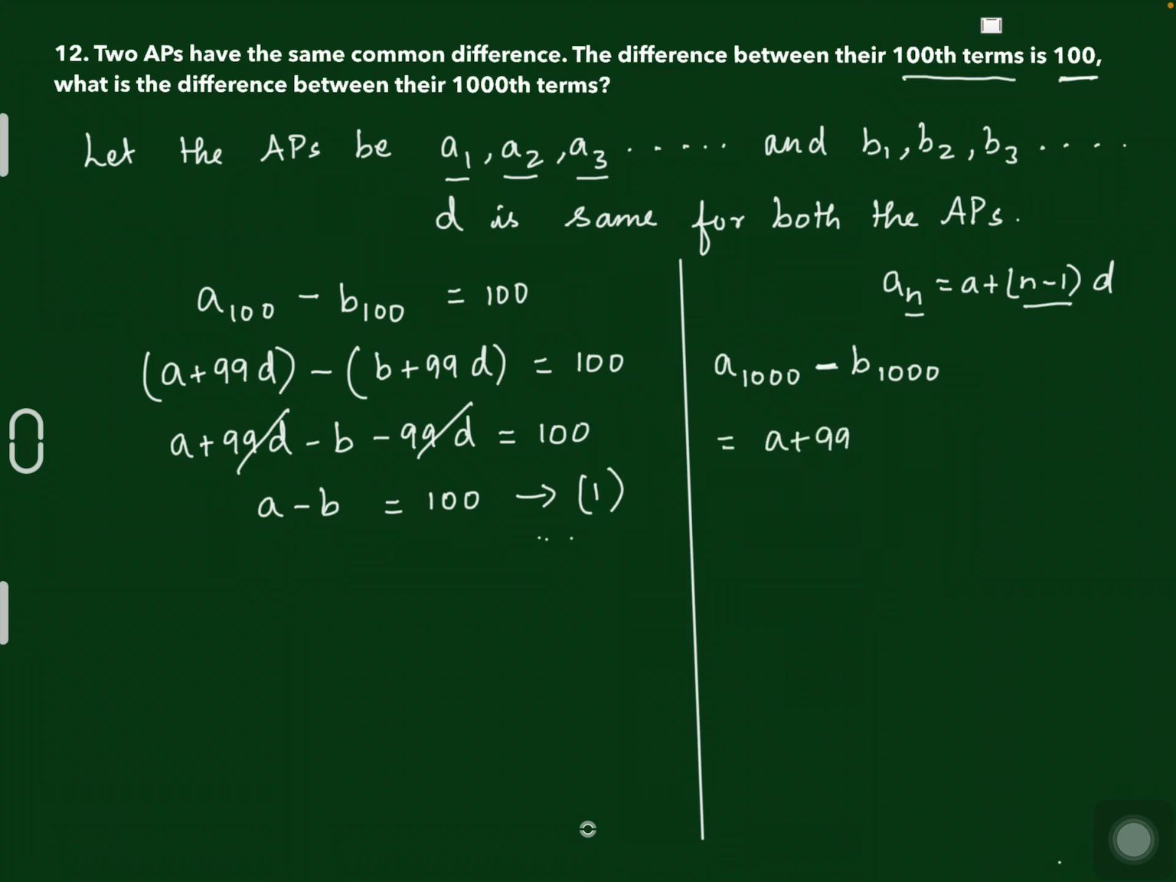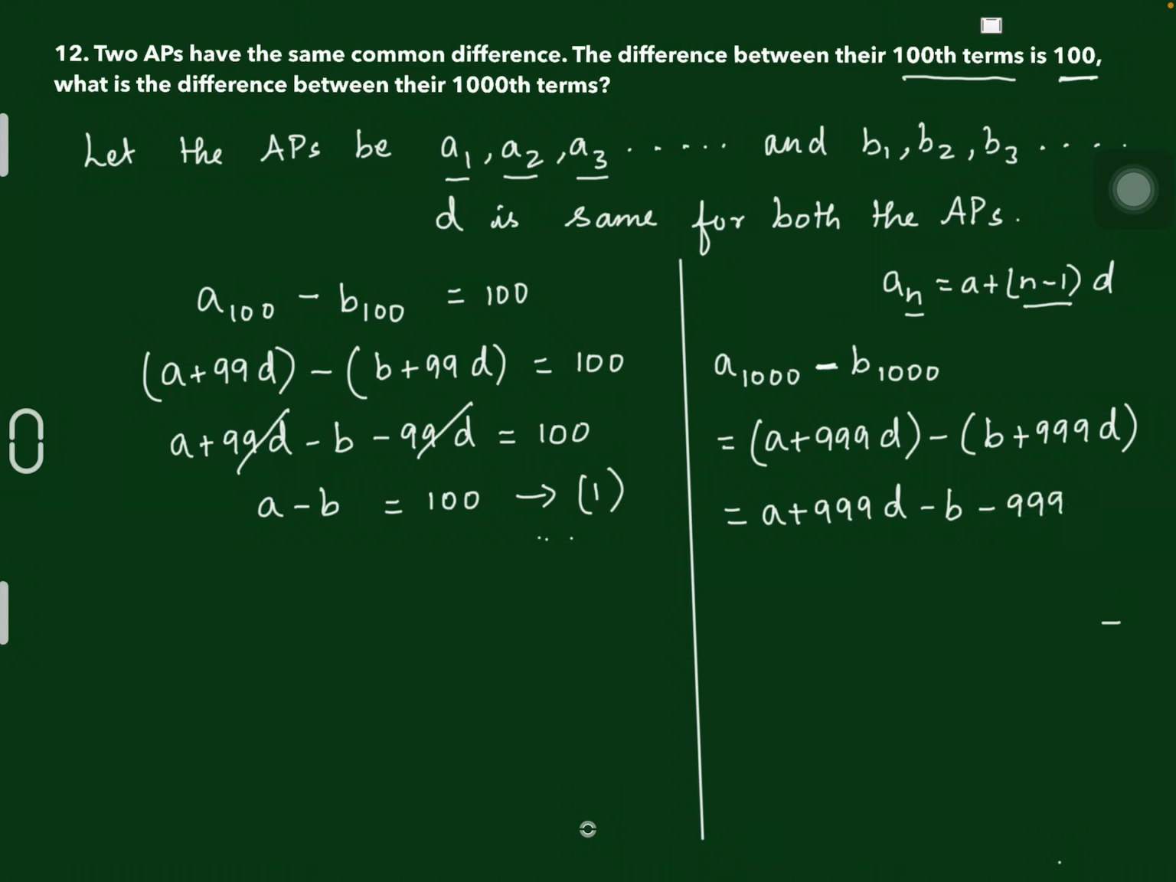a plus 999d minus, what is B1000? It is nothing but b plus 999d. So that is equal to a plus 999d. When I remove the bracket, minus b, it becomes minus 999d. Here again plus 999d minus 999d gets cancelled.